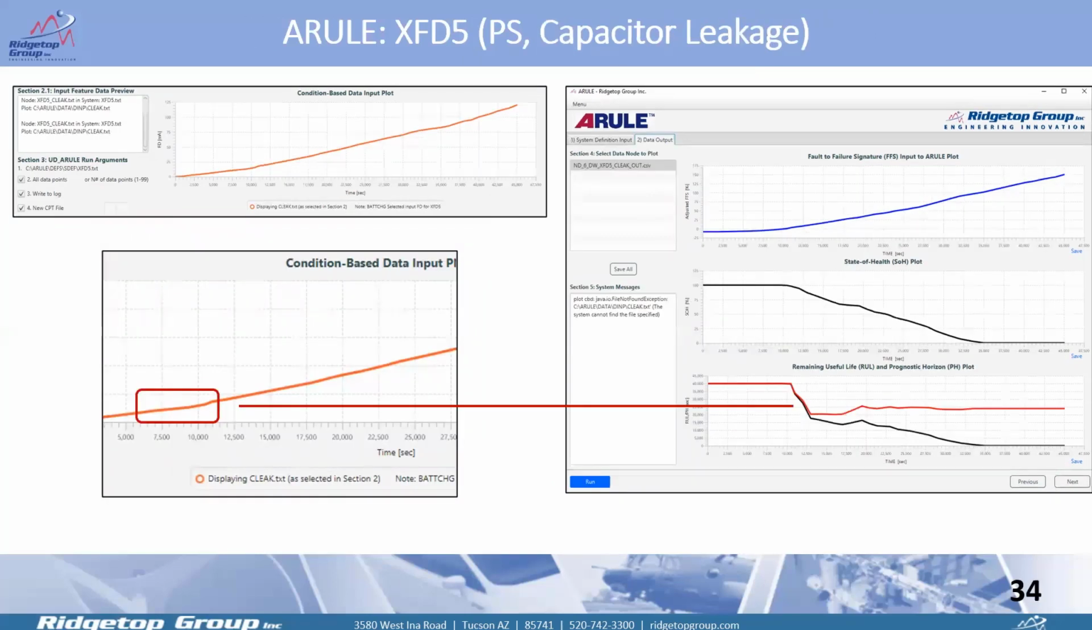Next. This one here, we also had a solution for the Navy where we investigated whether or not you could use capacitor leakage as a prognostic indicator. And we collected the data. The data in here was more or less linear, as opposed to curvilinear. And it doesn't matter. With ARULE engine, with the definition of the table-driven processing, we were able to say, okay, take the linear data. We basically left it alone. And now we have the state of health, RUL, and PH results.